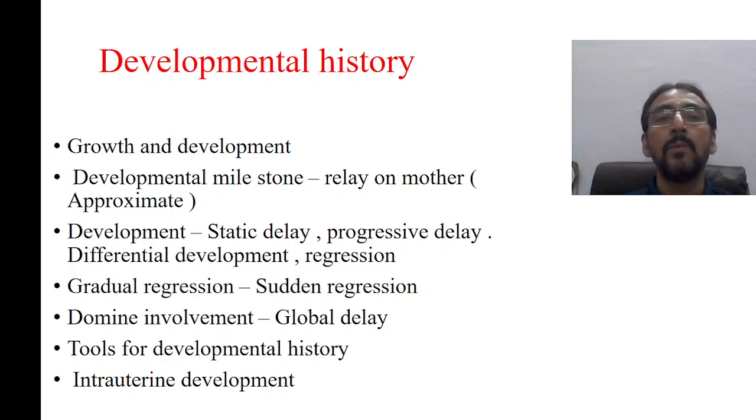Second one, when you take the developmental history, you have to rely on the mother. Okay, if the mother has multiple children, she may remember what happened at what particular month, or she may not remember, or sometimes she may be approximately remembering. So anyhow, we have to rely on the mother or other caretaker while taking the developmental history. Developmental history is nothing but assessment of the developmental milestones.